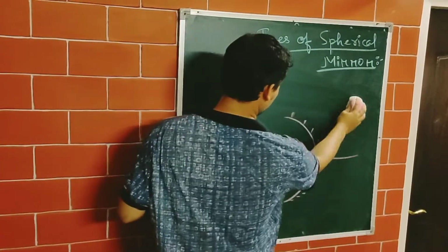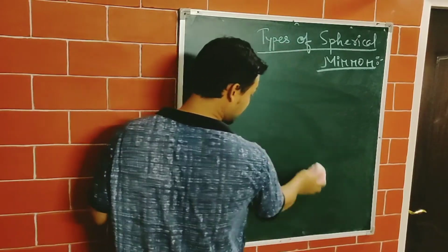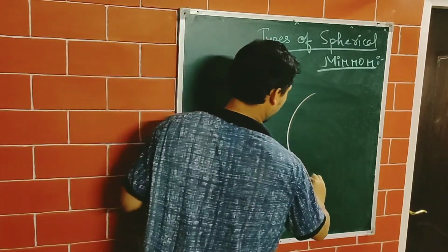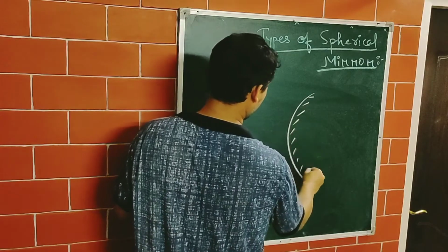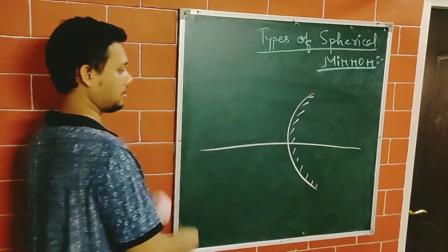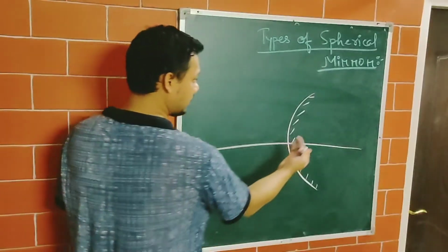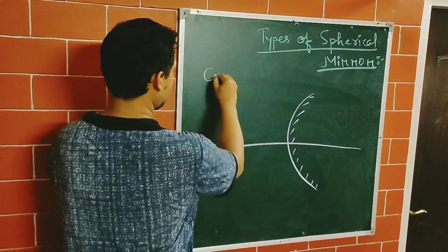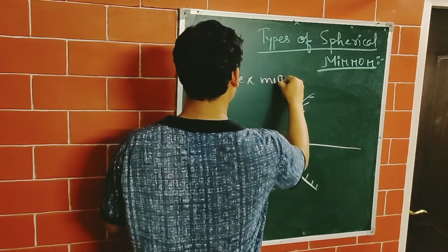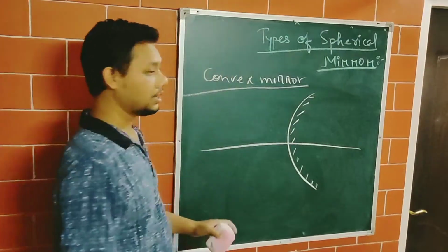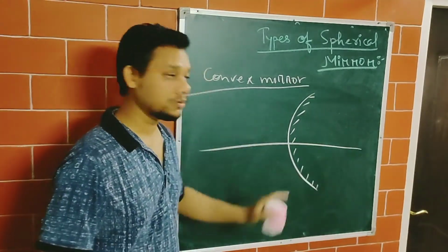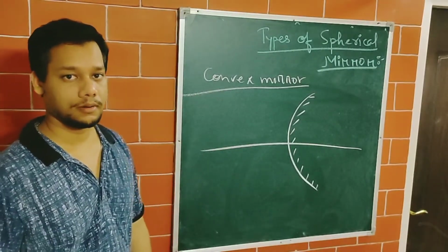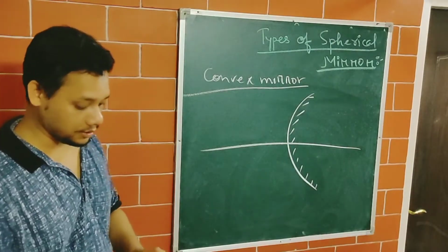Next, convex mirror. I am giving some time. I am trying to explain it slowly so that you can understand. Now the paint is applied inside and this is the reflecting surface. Now for convex mirror, this is convex mirror. If the reflecting surface is curved outward, this type of mirror is called convex mirror.